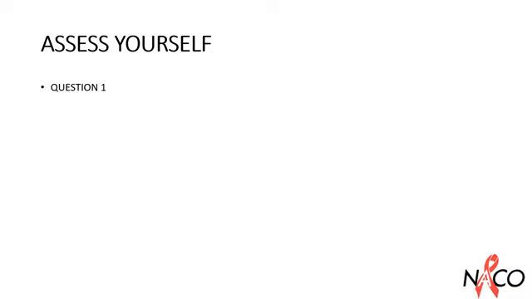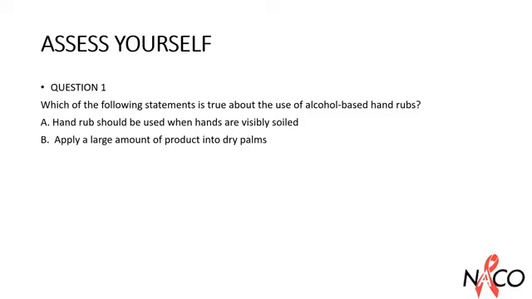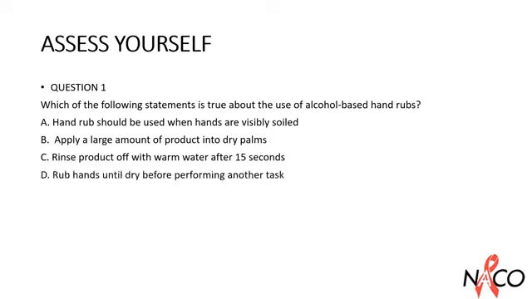Question number 1. Which of the following statements is true about the use of alcohol based hand rubs? Option A. Hand rub should be used when hands are visibly soiled. Option B. Apply a large amount of product into dry palms. Option C. Rinse product off with warm water after 15 seconds. Option D. Rub hands until dry before performing another task. The correct answer is option D. Rub hands until dry before performing another task.